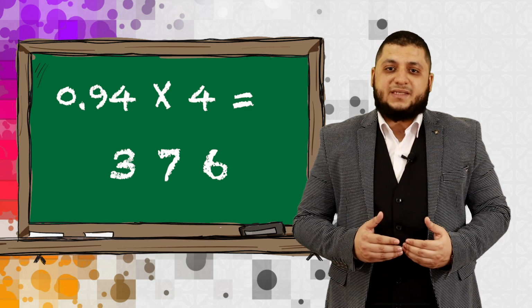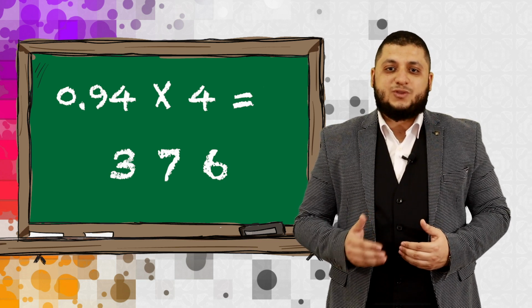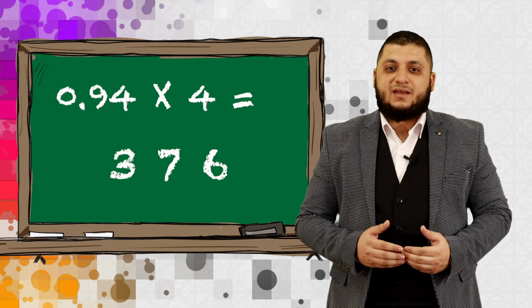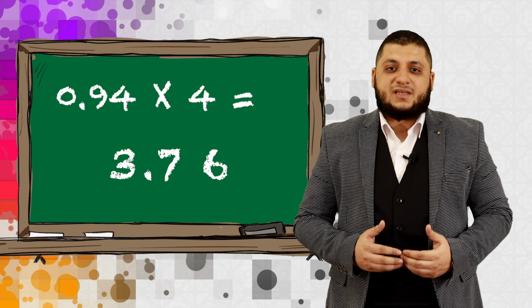So we are supposed to place the decimal point in the product after 2 places. So from the right count 2 digits, which are 7 and 6, then put the decimal point. Now we have the result 3 and 76 hundredths.